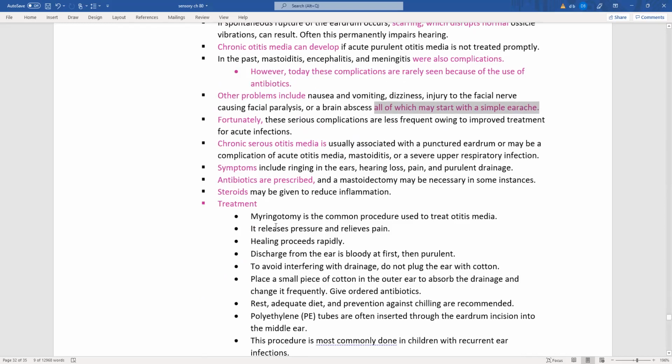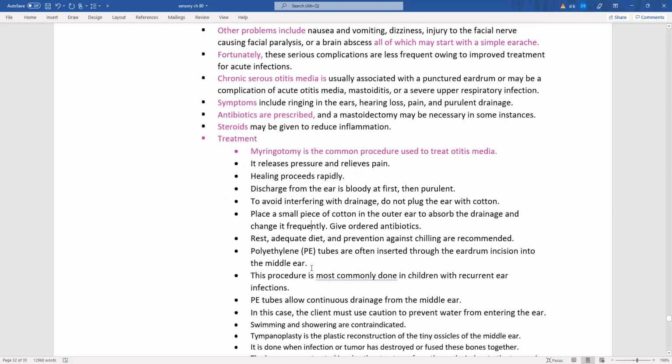You got treatment. Laryngectomy is the common procedure used to treat otitis media. It releases pressure and relieves pain. Healing proceeds rapidly. Discharge from the ear is bloody at first, then purulent. To avoid interfering with drainage, do not plug the ear with a cotton ball. Place a small piece of cotton in the outer portion to absorb the drainage and change it frequently. Give ordered antibiotics. Rest, adequate diet, and prevention against chilling are recommended.